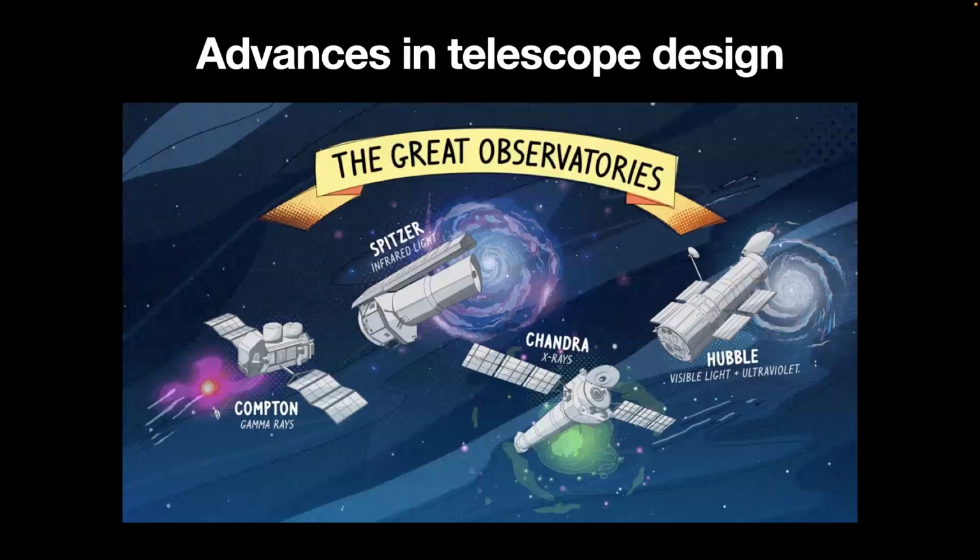Here are my favorite examples of space-based telescopes. This was NASA's Great Observatories program. It consisted of these four space-based telescopes. We had the Compton telescope for gamma rays, Spitzer for infrared light, Chandra for X-rays, and Hubble, the very famous Hubble Space Telescope, for visible light and ultraviolet light.